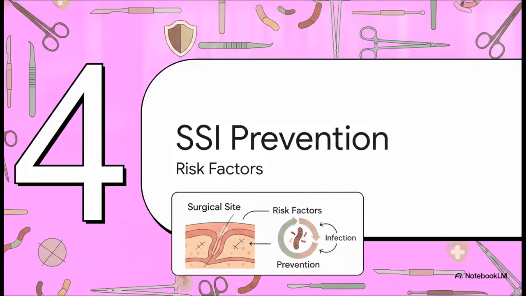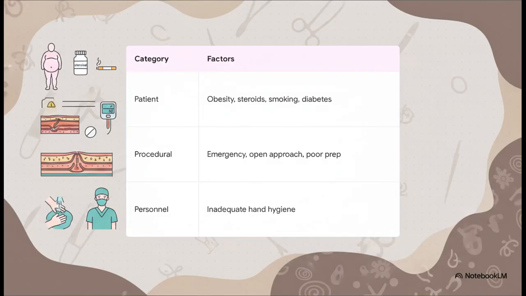Section 4. Surgical site infection prevention. When assessing surgical site infections, break down the risk factors. Patient factors include malnutrition, obesity, glucocorticoid use, immunosuppression, smoking, uncontrolled diabetes, peripheral artery disease, and concurrent infection. Then you have procedural factors, like emergency surgery, operations for malignancy, open approaches, or inadequate prophylaxis. Finally, personnel factors, which primarily include inadequate hand hygiene.